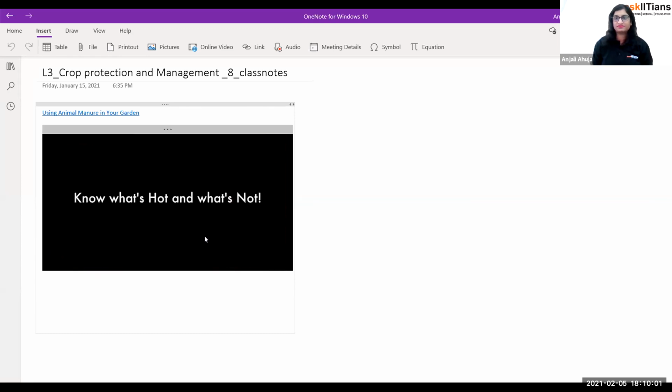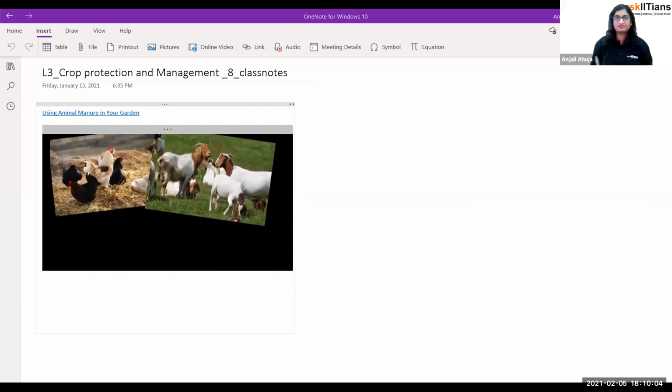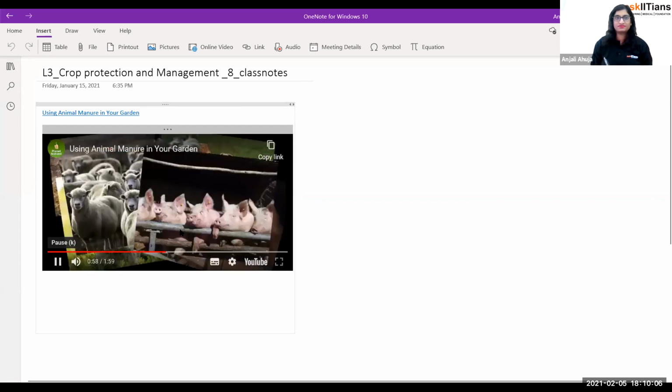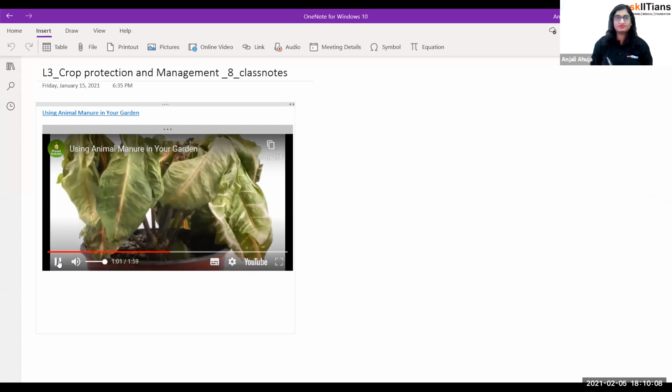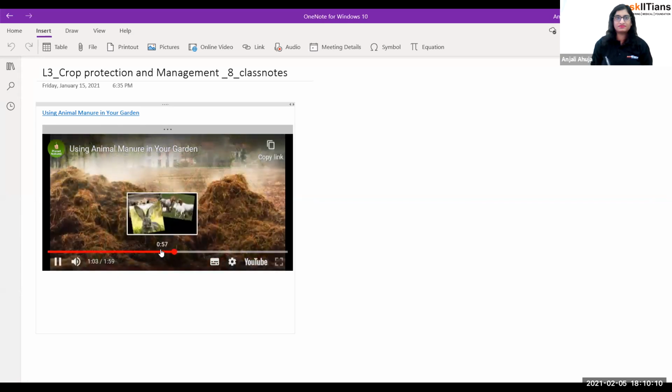Know what's hot and what's not. Chicken, goat, rabbit, horse, sheep, and pig waste should not be applied directly. It's best to compost these first.